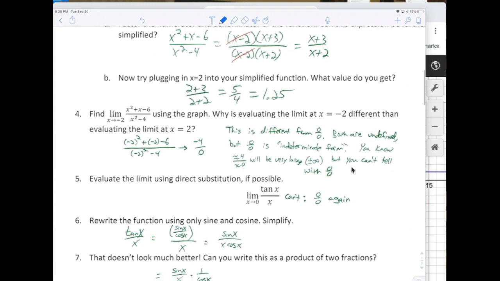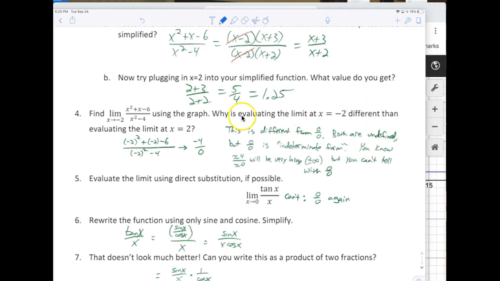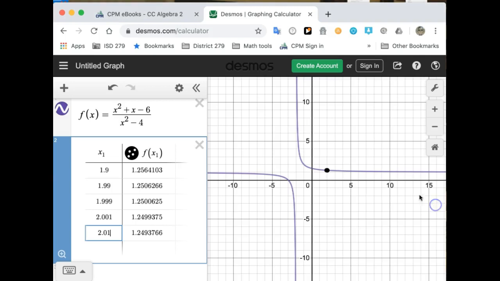So question number 4 says find the limit using the graph. Why is evaluating the limit at x equals -2 different than evaluating at 2? Well, we're looking at the same function, but now we're looking at -2, where we definitely have this vertical asymptote. So we're going to say the limit does not exist.